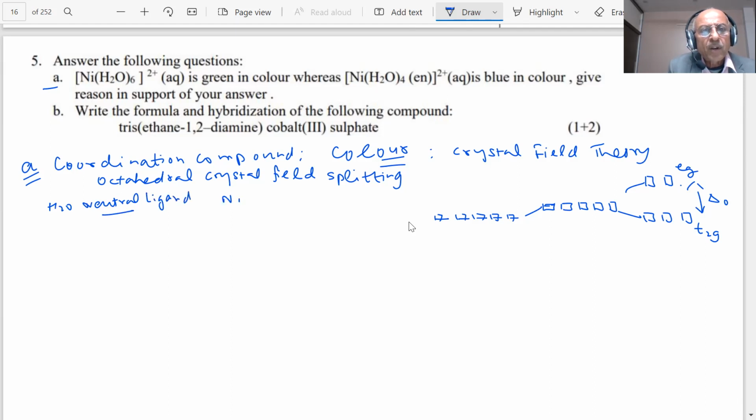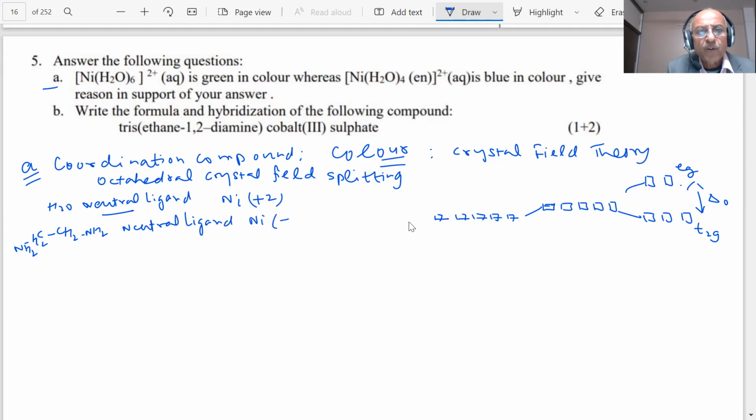The nickel is in which state? +2. Here water is neutral and also en. What is en, students? NH2CH2CH2NH2, 1,2-ethane diamine. This is also a neutral ligand.